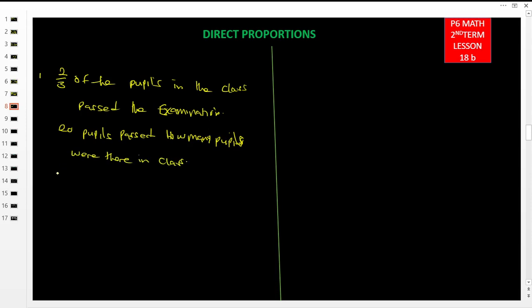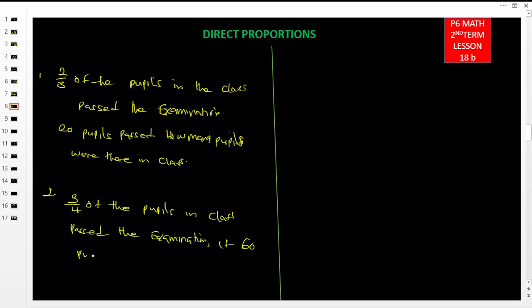Number 2, 3/4 of the pupils in class passed the examination. If 60 pupils passed, how many pupils were there in class?